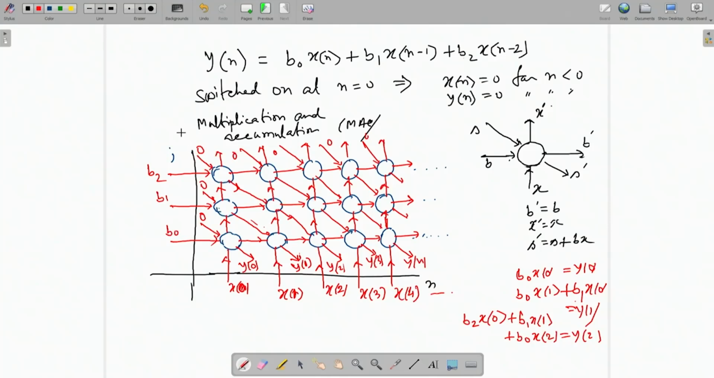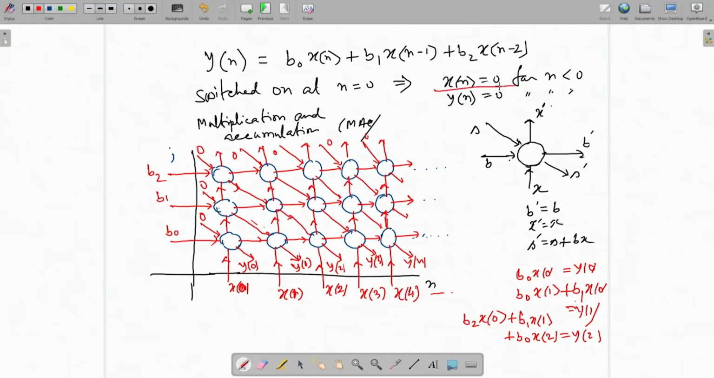This should have come from another processor here, but instead of that, I am forcing the value to be 0. This should have come from another processor here, instead of that, I am forcing the value 0 because there is nothing beyond X0. If there is a processor here, that would have taken X minus 1, but X minus 1 is 0. So, that is why I am forcing it to be 0, because initial value is 0.